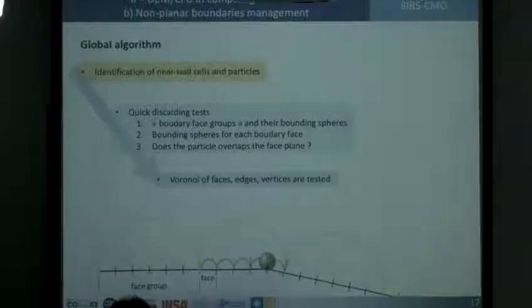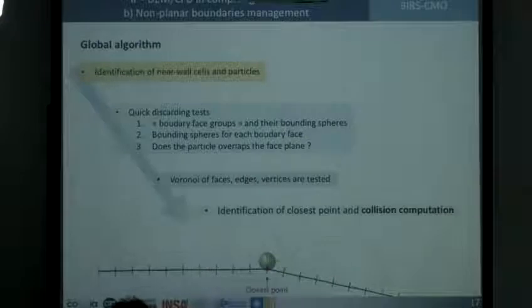Well, the point is just to know whether the particle overlaps the planes defined by the faces or not. And in the end, we can afford the price of this operation, so the Voronoi region belonging test, of which I was talking to you just a few minutes ago. And finally, to identify the closest point and to compute the normal contact force.